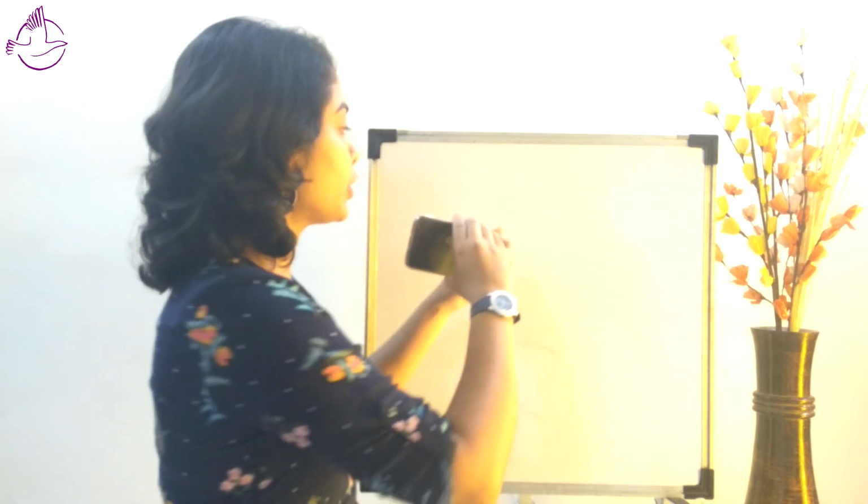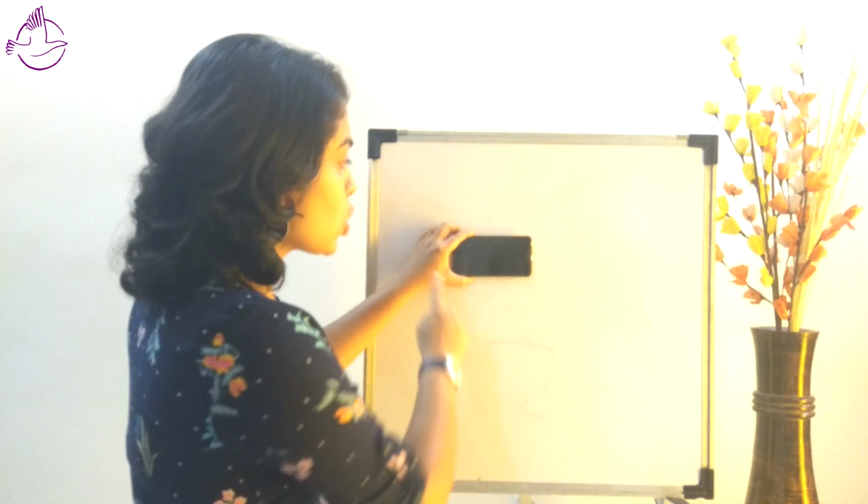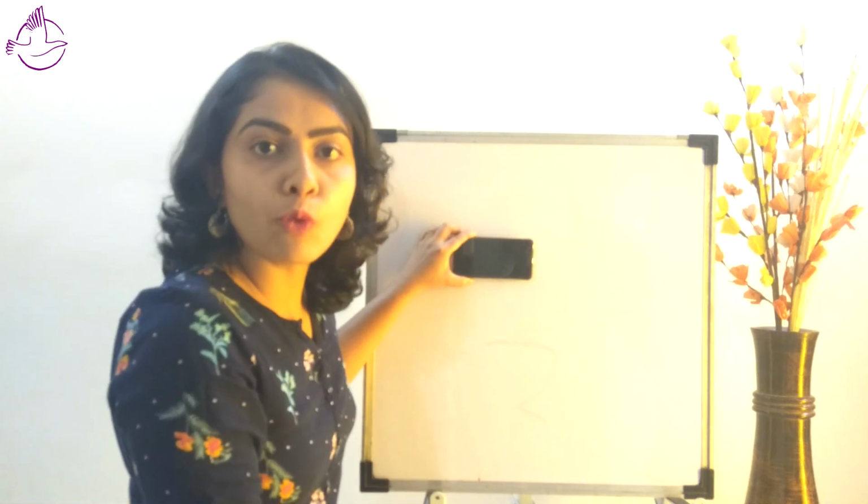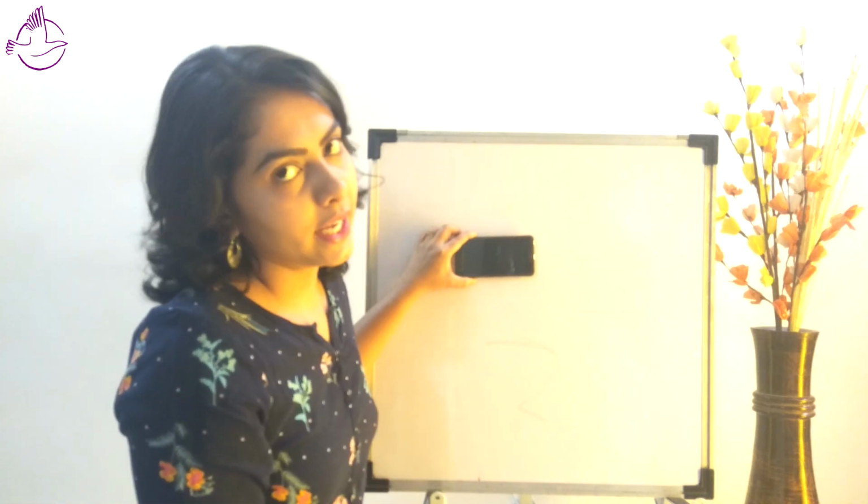Let's see what area is. Area is the space occupied by a two-dimensional object. I have taken this mobile, which is rectangular in shape. Let's put it on the board. So the space occupied by this mobile on the board is our area. We have two formulas to calculate area: area of rectangle and area of square. Now let's see the formula to calculate area of rectangle.